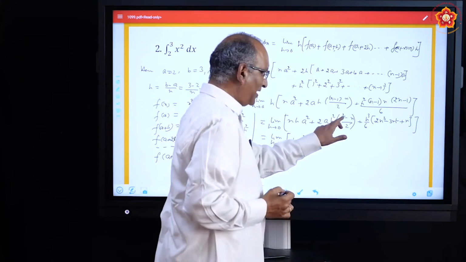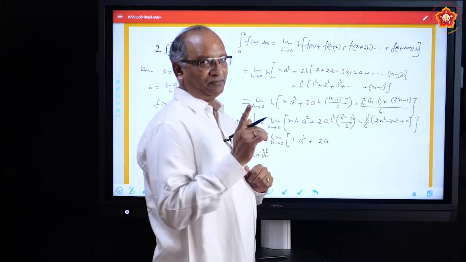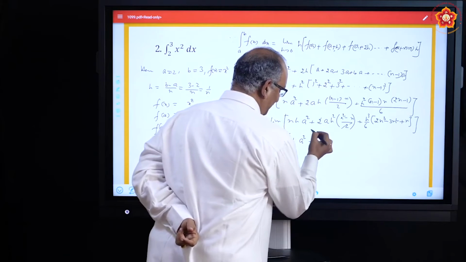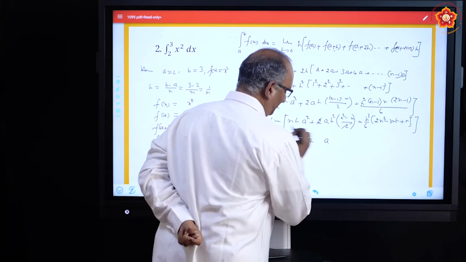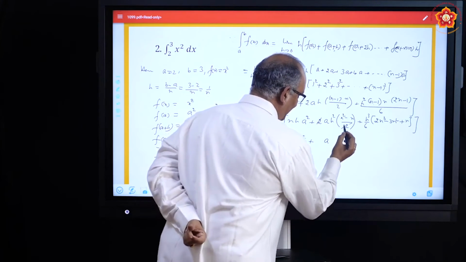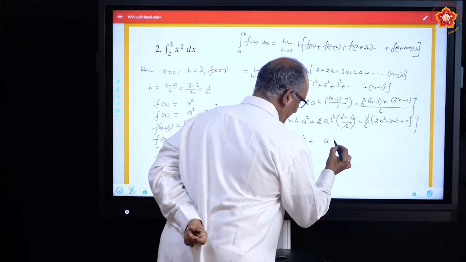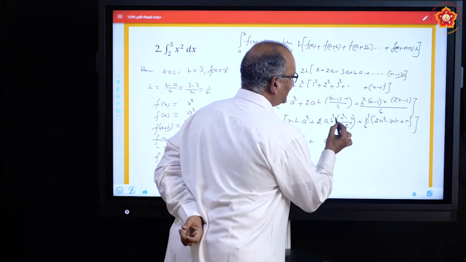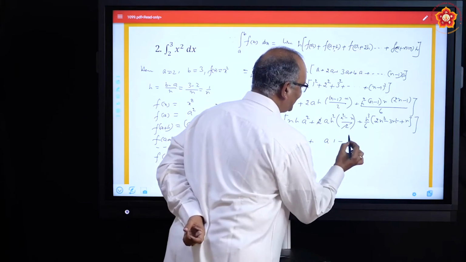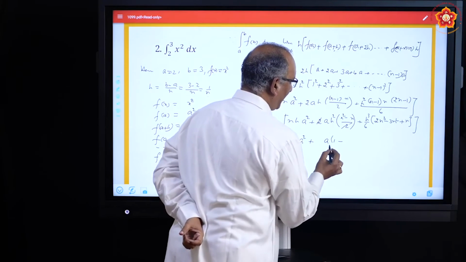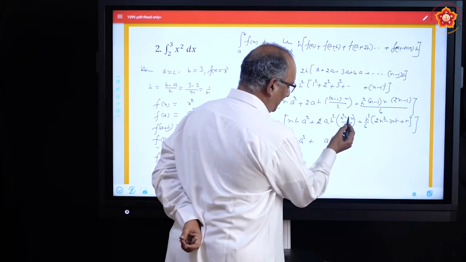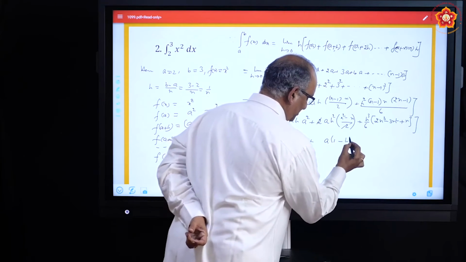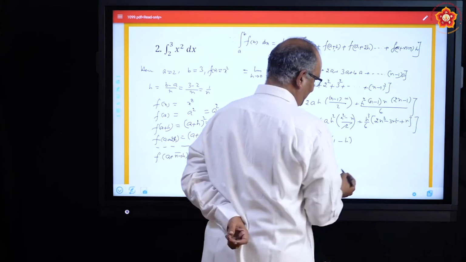When you multiply h square with n square, nh is what? 1. So 1 square is 1. This 2 and 2 can be cancelled, so you are left with a. You will get h square n square, which is 1. n square h square is 1 minus, you have h square into n. nh will become 1, but 1h will be left. So minus h. Come to this part.